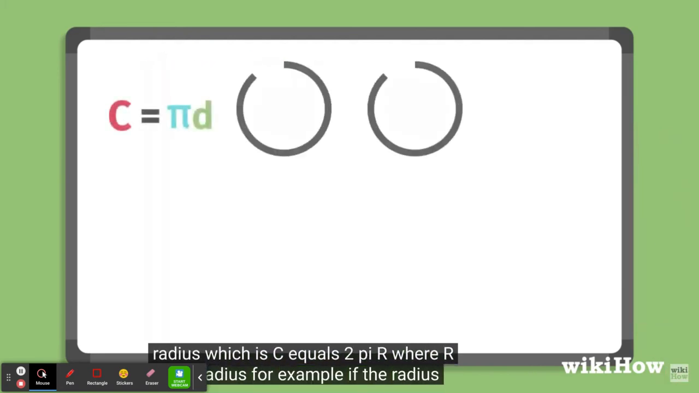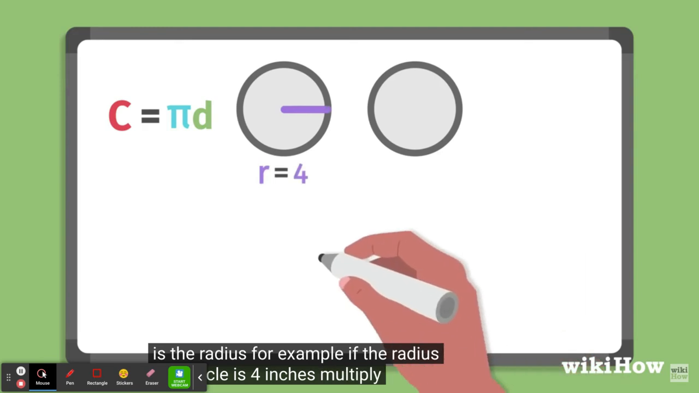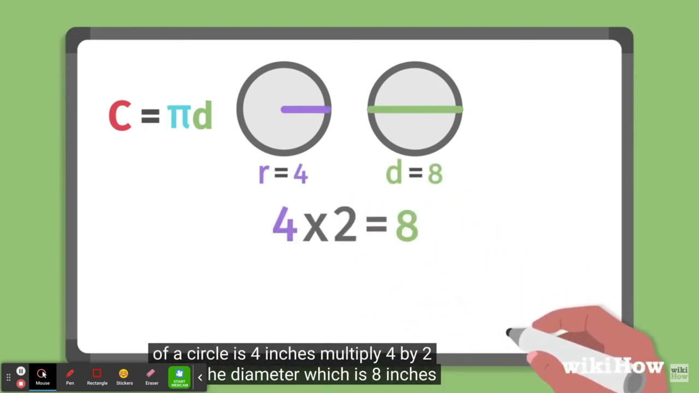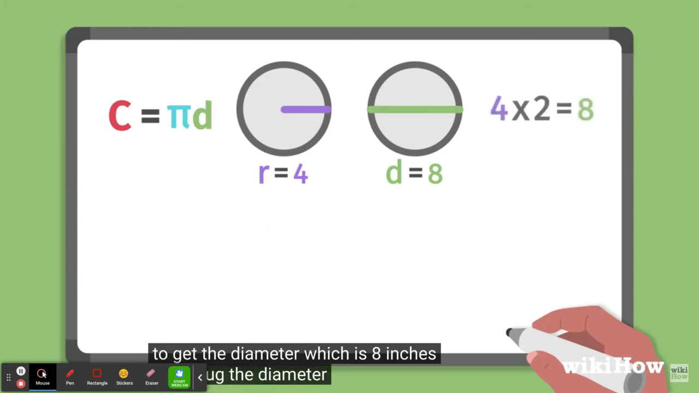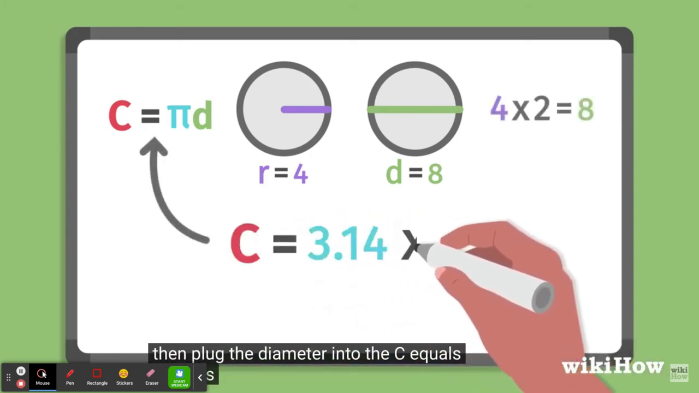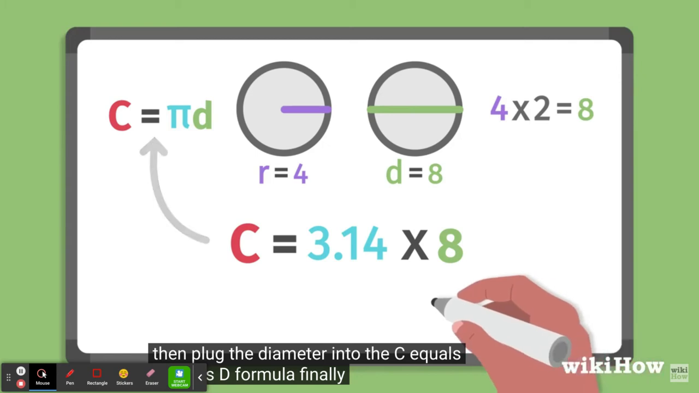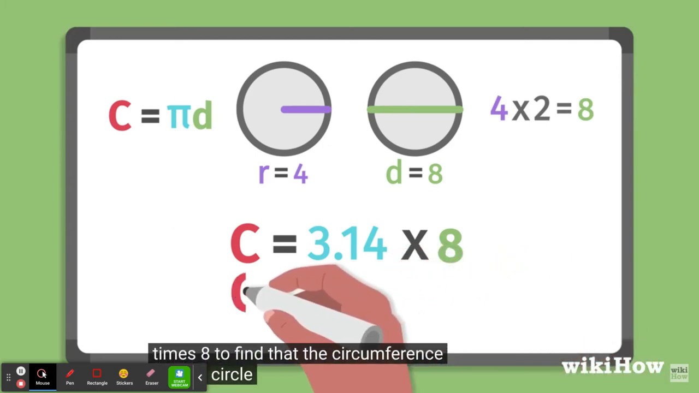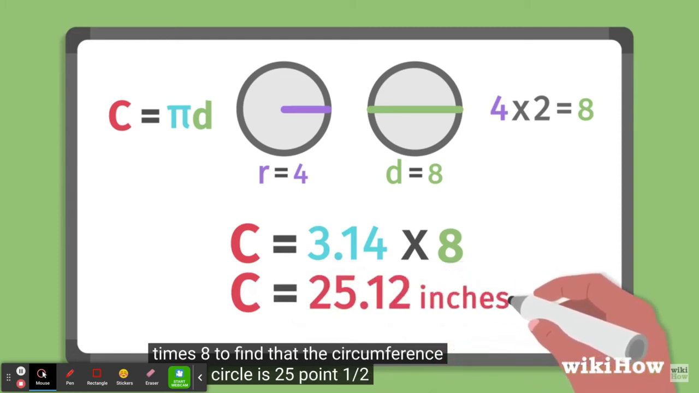For example, if the radius of a circle is 4 inches, multiply 4 by 2 to get the diameter, which is 8 inches. Then, plug the diameter into the C equals pi times d formula. Finally, multiply pi times 8 to find that the circumference of your circle is 25.12 inches.